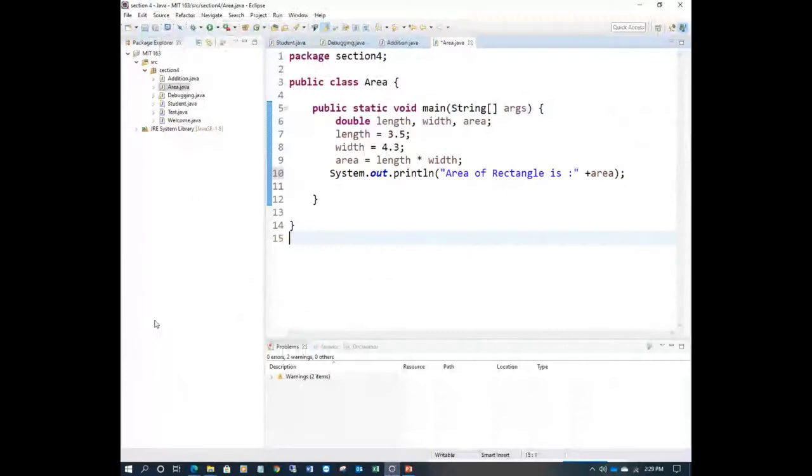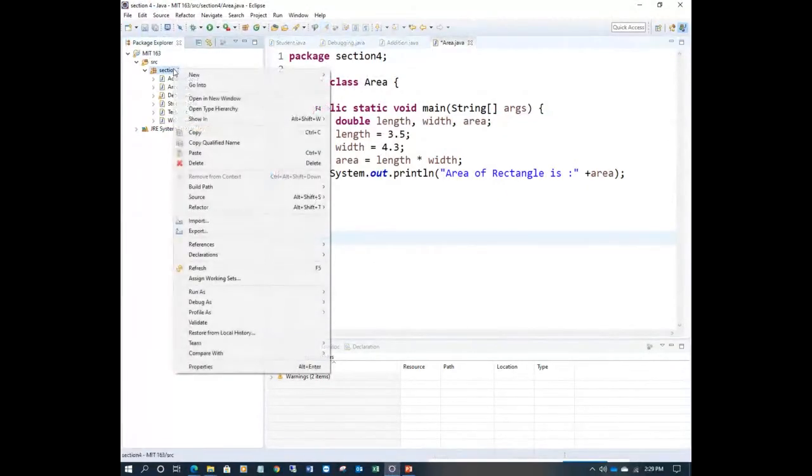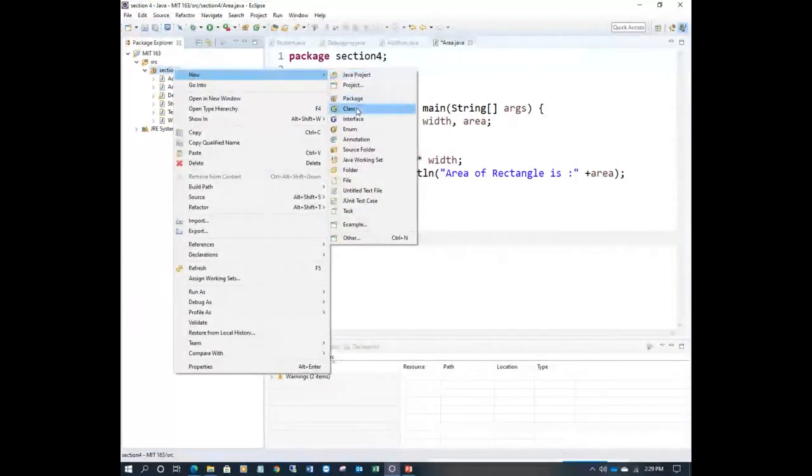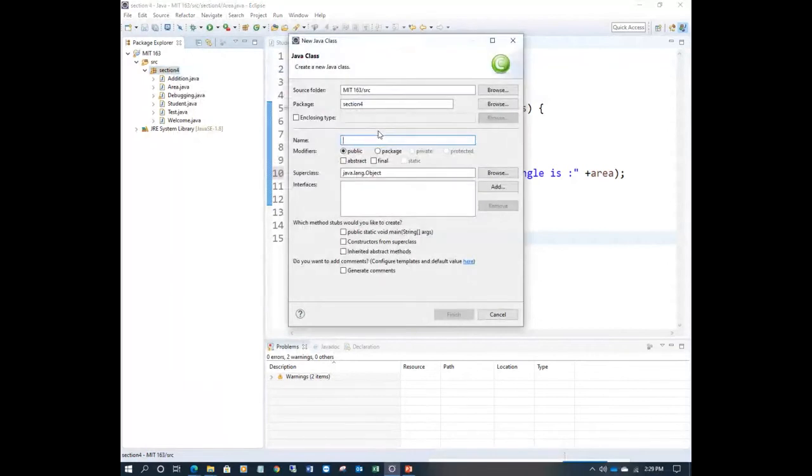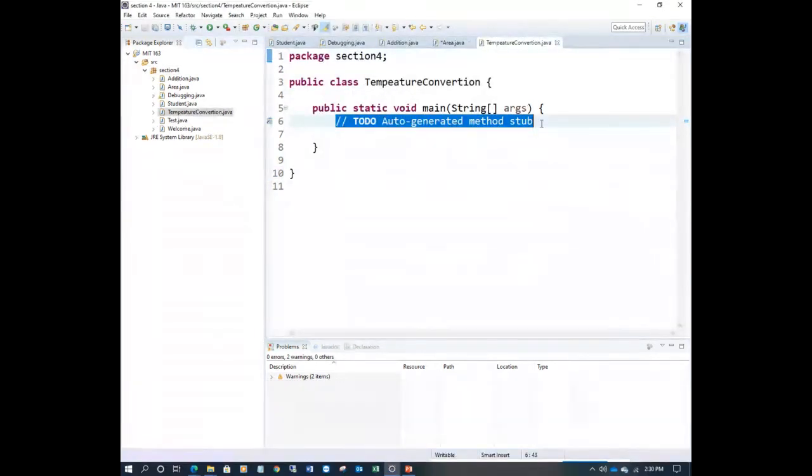So let's write a program. Right click over the package, create a class, temperature conversion. Don't give space, TemperatureConversion, I'm writing a big name here. Use public static void main, click finish. You have this, remove this one.